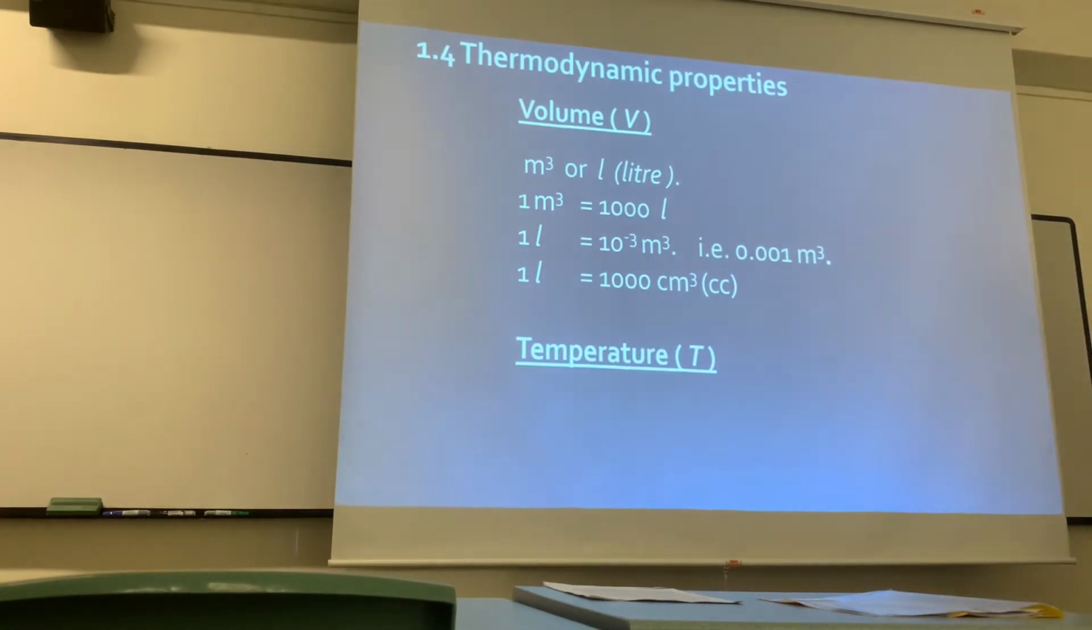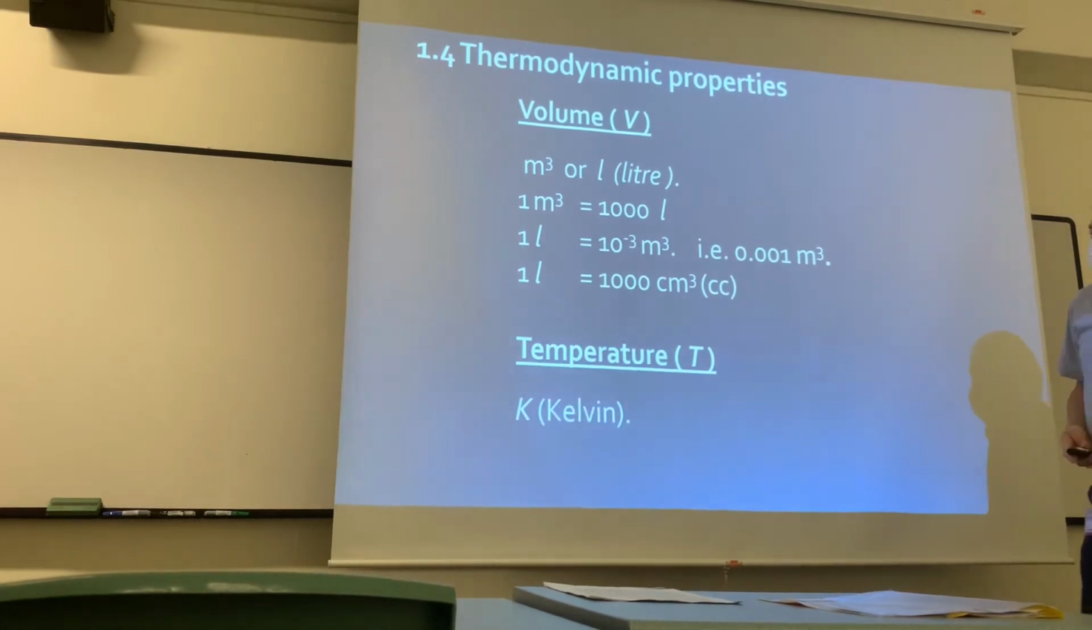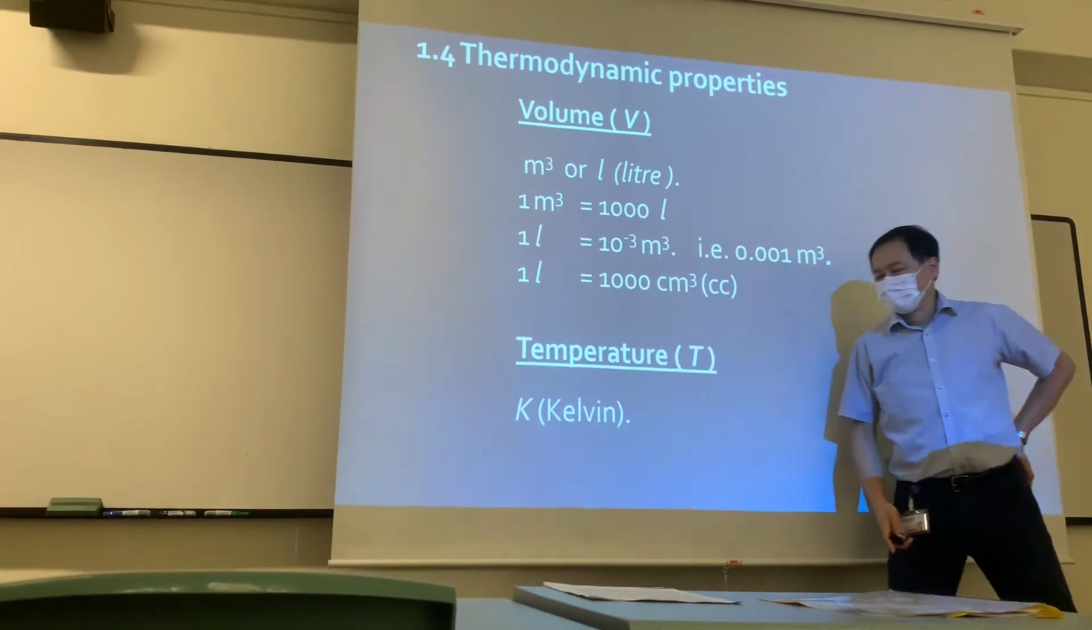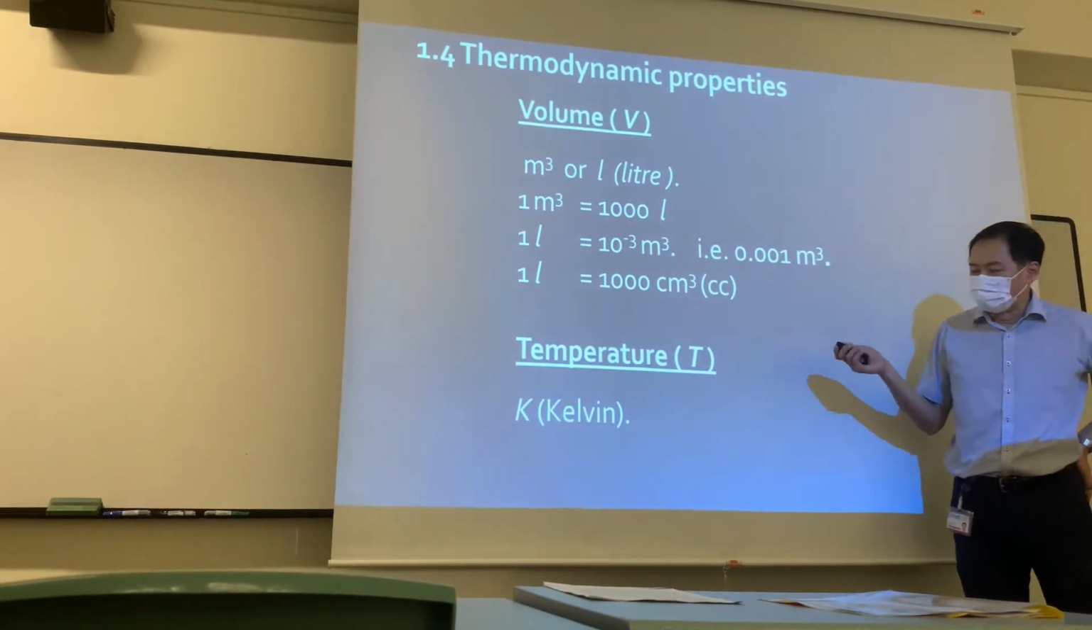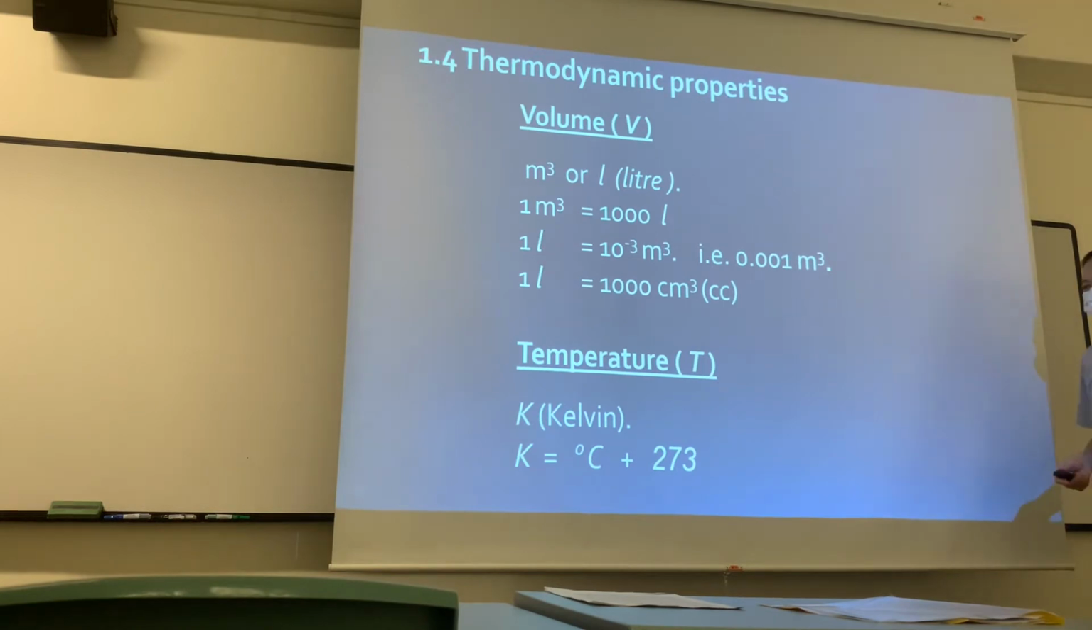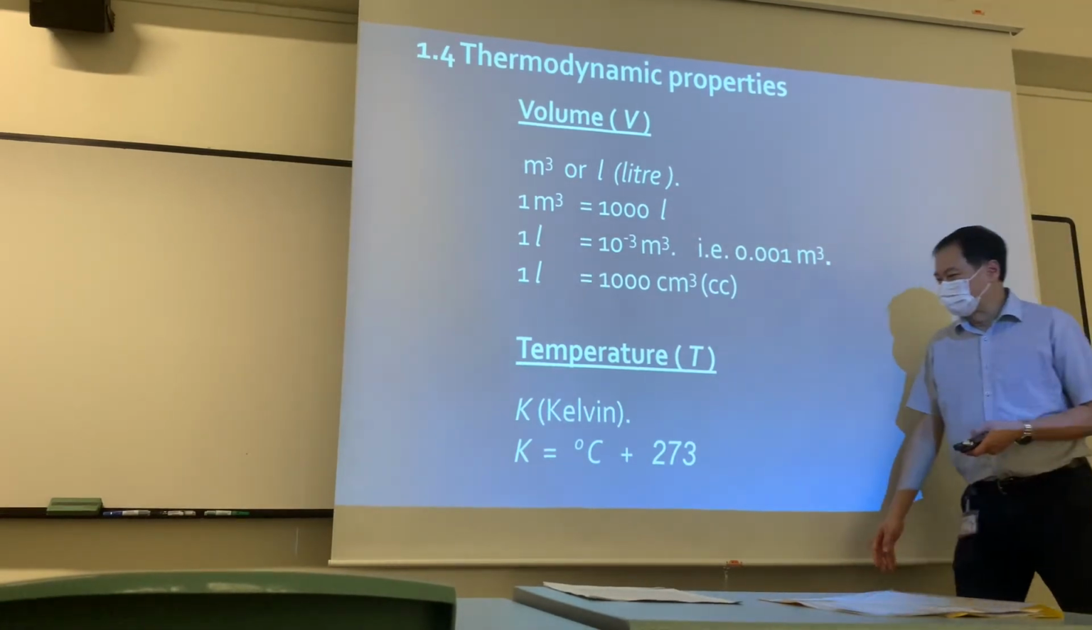Temperature. Most of the time we use degree C. In thermodynamics, sometimes we use Kelvin. So how to convert from degree C to Kelvin? Plus 273. Very good, plus 273. Most of you still can remember.